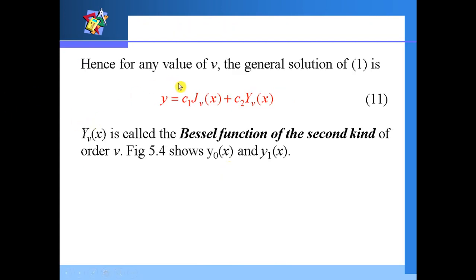Hence, for any value of v, the general solution of the Bessel equation is y is equal to c1 J v of x plus c2 Y v of x. Y v of x is called the Bessel function of the second kind of order v. And Y naught of x and Y one of x follow from here.